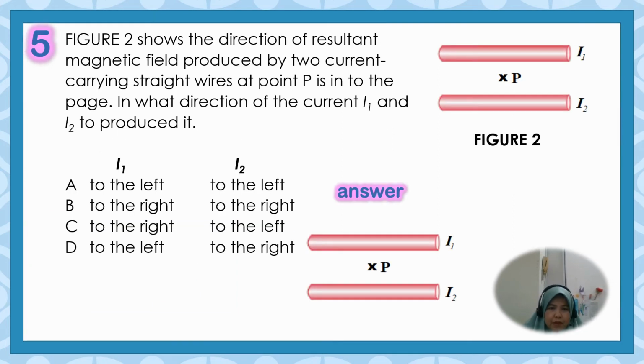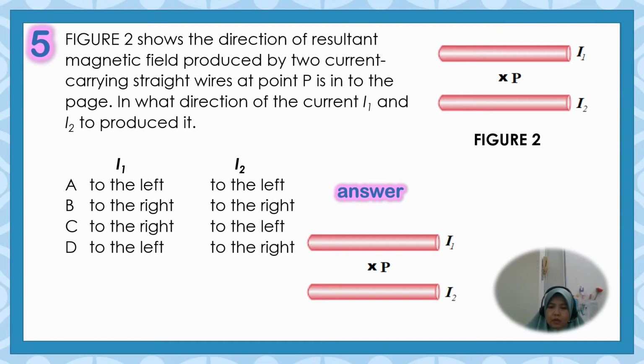For question number 5, figure 2 shows the direction of the resultant magnetic field produced by the two current carrying straight wires at the point P is into the page. The symbol of cross represents into the page. In what direction are the currents I1 and I2 to produce it? So we need to identify the direction of current inside I1 and I2.